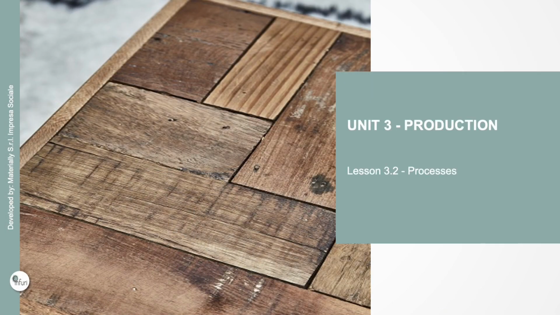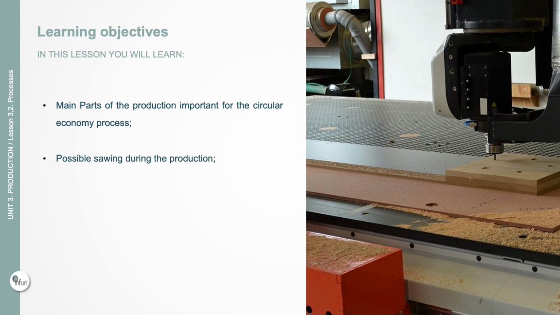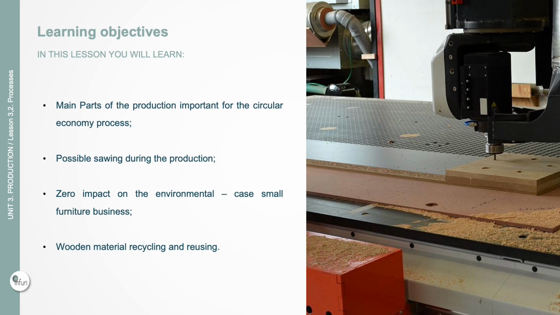Unit 3. Production. Lesson 3.2. Processes. In this lesson you will learn the main parts of production important for the circular economy process, possible savings during the production, and zero impact on the environment. Small furniture business case: wooden material recycling and reusing.